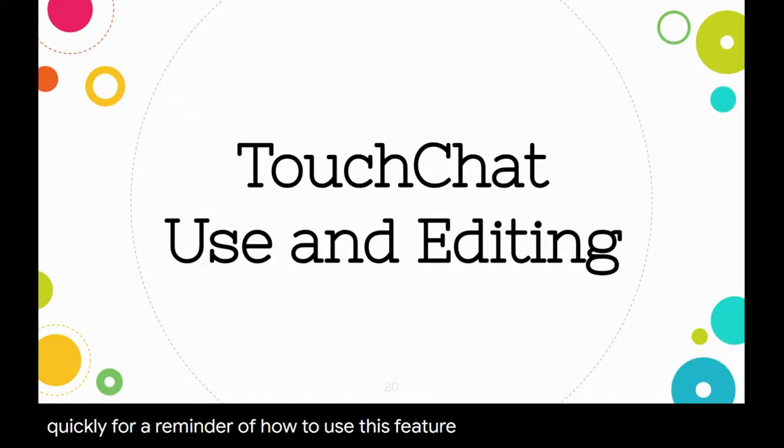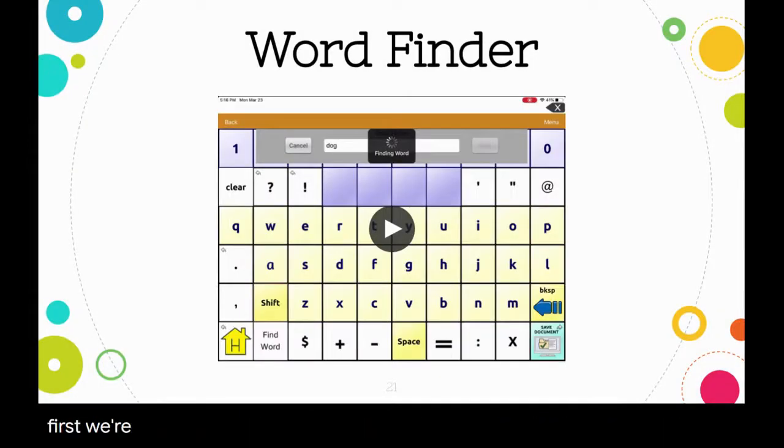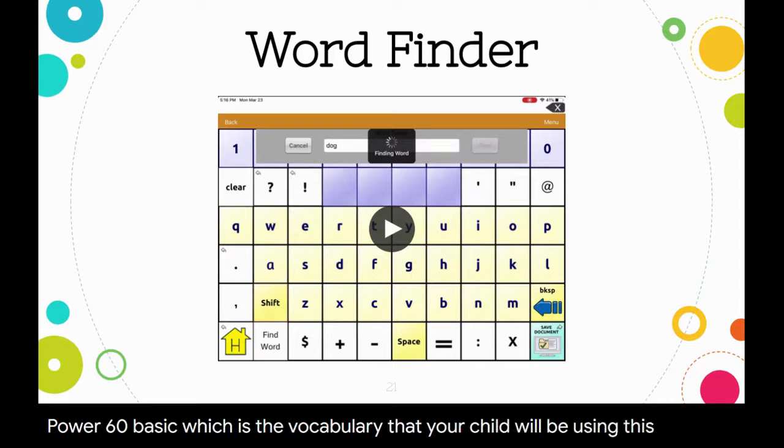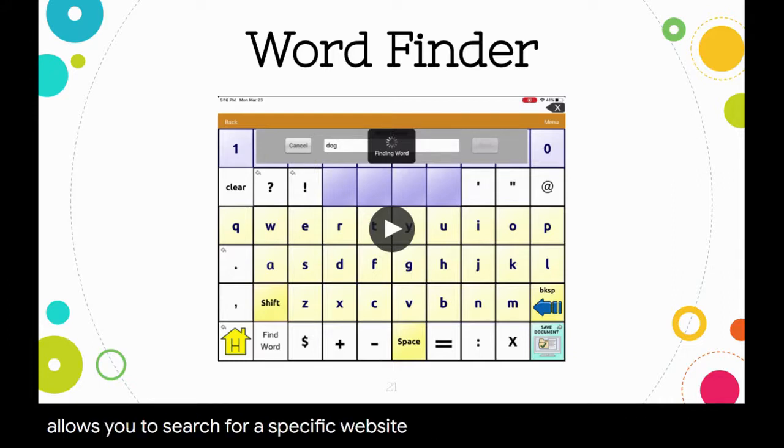Now we'll start discussing the Touch Chat app specifically. First, we're going to watch a video on how to use the Word Finder feature in WordPower 60 Basic, which is the vocabulary that your child will be using. This feature allows you to search for a specific word in the device, and it will show you how to navigate to that word within the pages of the vocabulary.